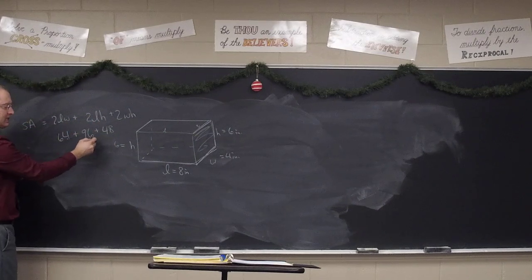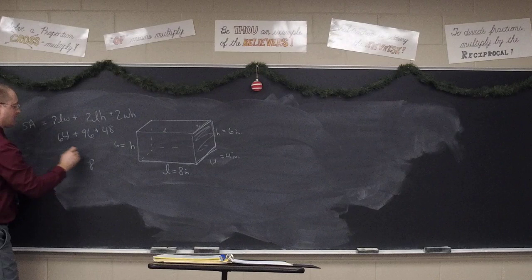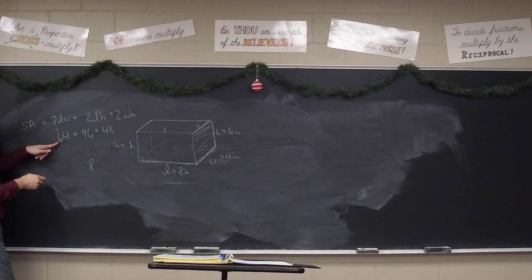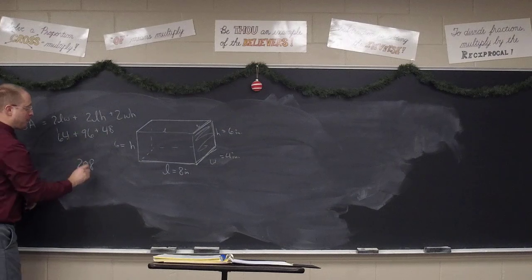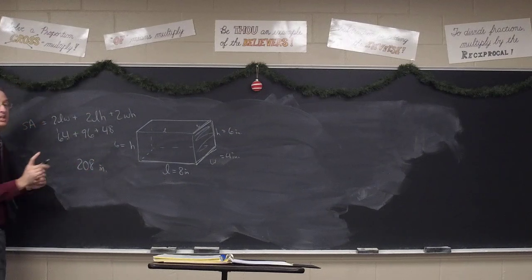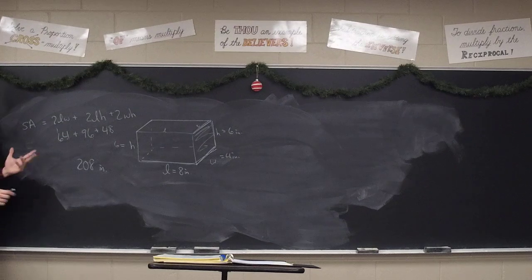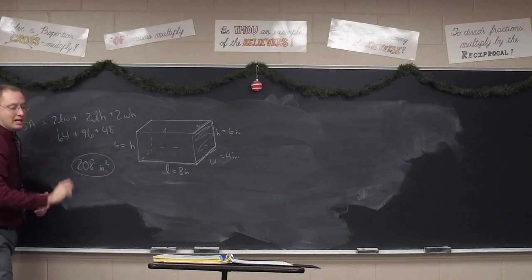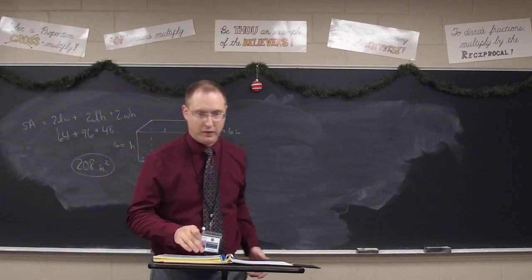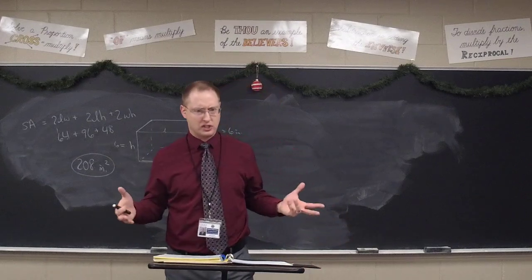Let's see, 4 plus 6 is 10, plus 8, 18. Carry the 1. 1 plus 6 is 7, plus 9, 16, plus 4. So apparently 208 inches, and it's still area, class. So it's still square units. 208 inches squared, and we see that answer that they got there. Does it make sense how to find the surface area of a box?